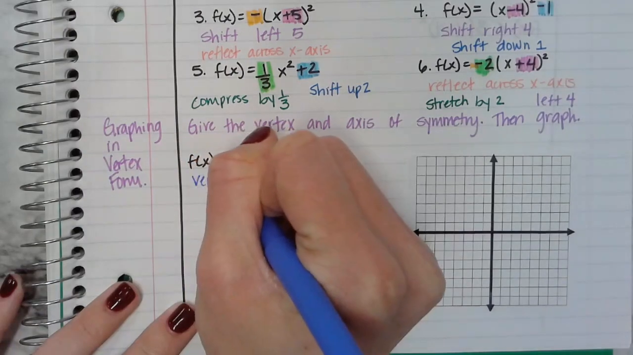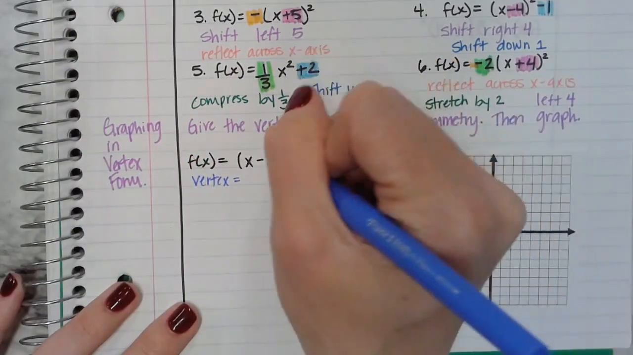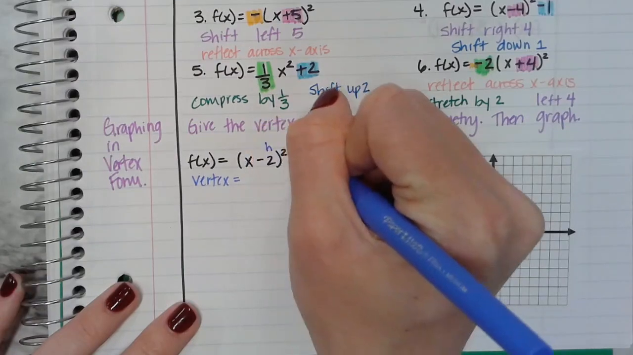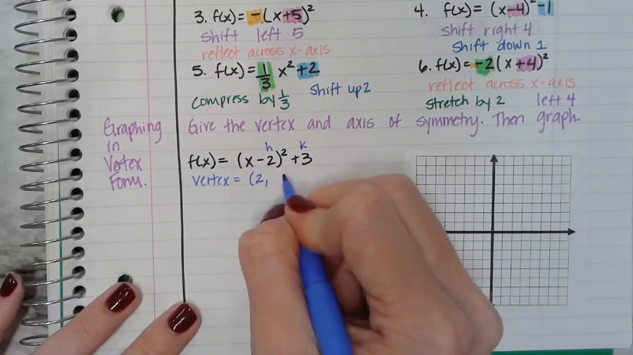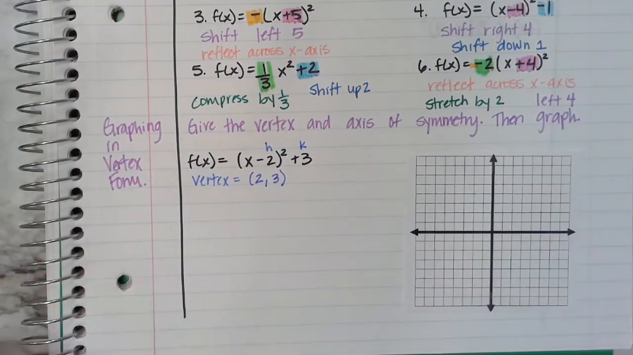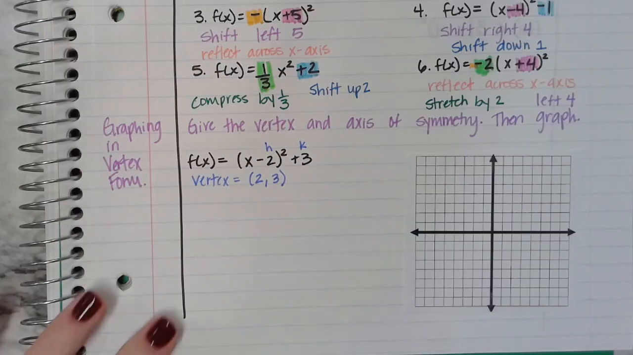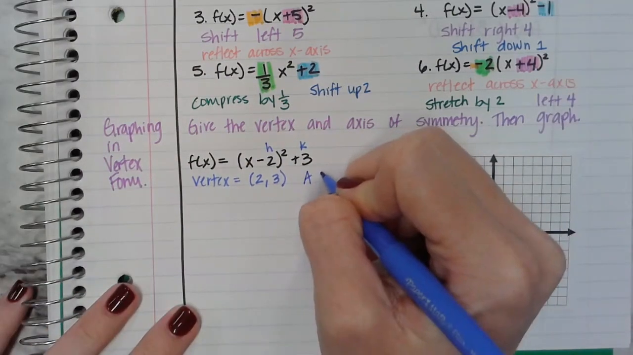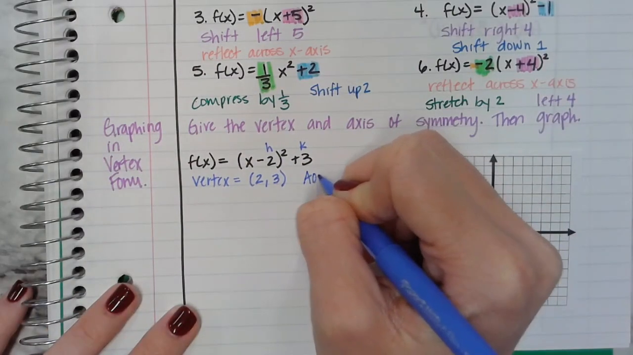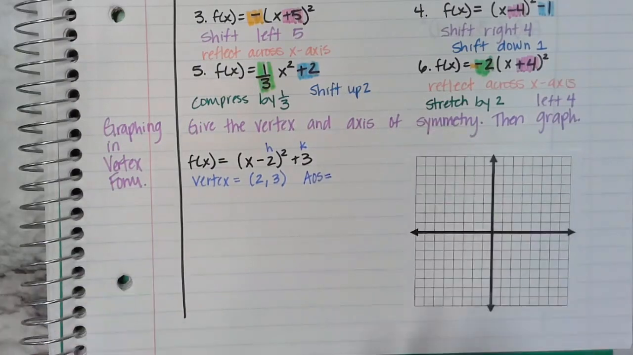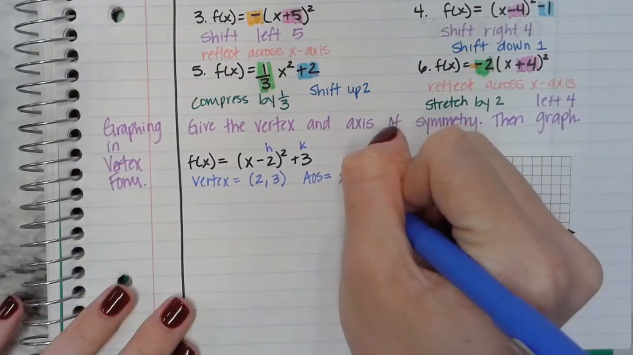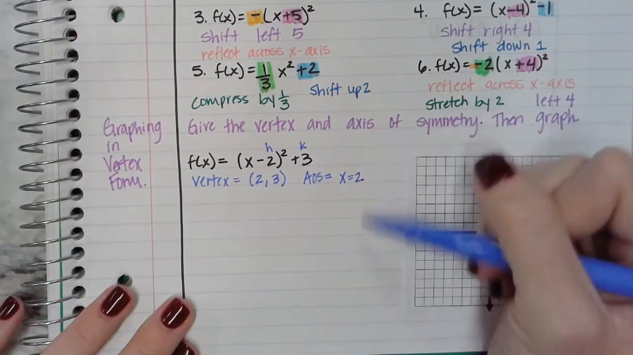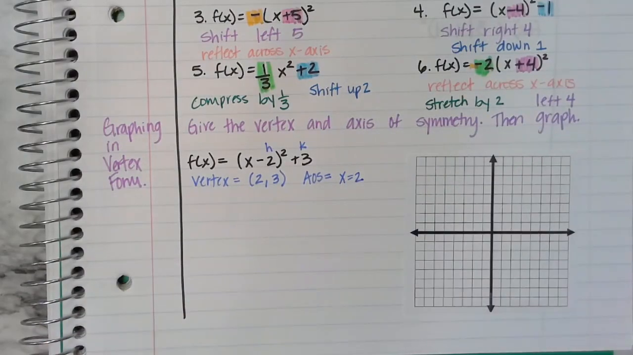Remember the vertex is opposite h, comma k. So h, k. Opposite h is a positive 2, and k is a 3. So our vertex is 2, 3. Our axis of symmetry, I'm going to abbreviate this, is x equals opposite h. So x equals 2. That's going to be that vertical line that will split the parabola into 2 equal parts.